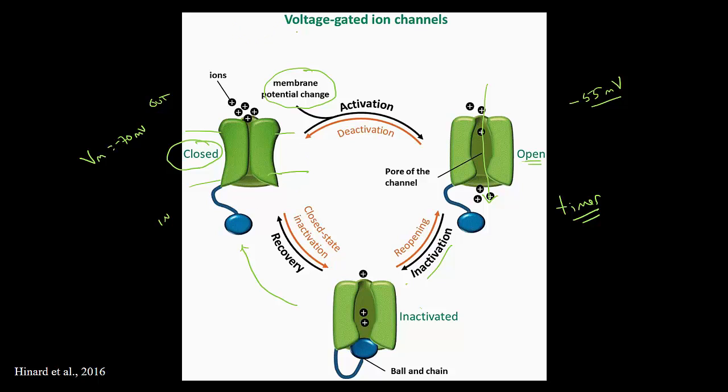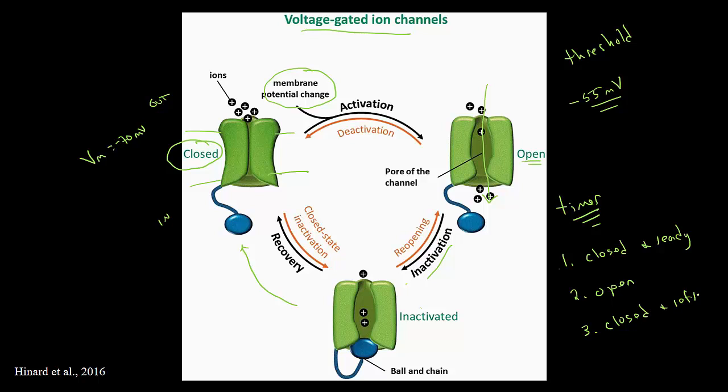Okay, so voltage-gated ion channels basically follow this model. There will be a potential at which they open up. This is called threshold. So when the membrane potential reaches threshold, these channels open up. They stay open for a short period of time, at which time they become inactive. Okay, so there's actually going to be three states here. Closed and ready, open, and then closed and what I'll call refractory. So closed and refractory is a time where they can't open, where ions won't be able to flow. Okay, so during the refractory period, even if our membrane potential is above threshold, this won't work.